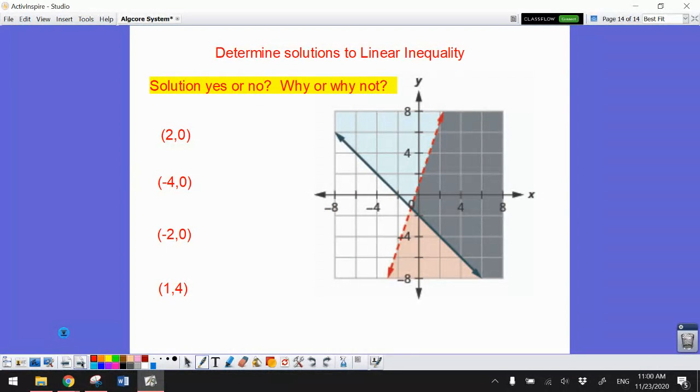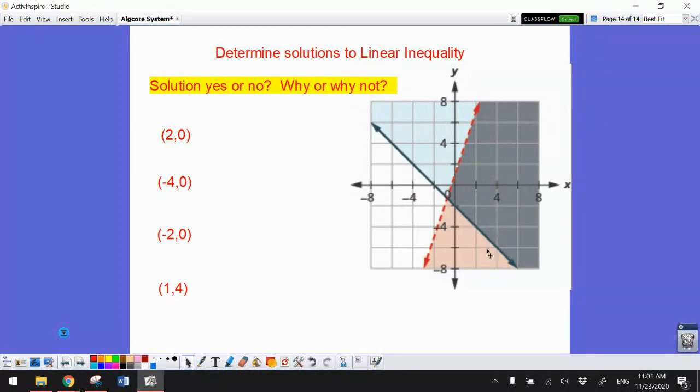Okay, so now let's determine some solutions. Let's decide what is a solution, what is not a solution, and then why or why not. So remember, there's a difference between solid lines and open lines. Let's go ahead and figure out what these points are. Where is 2, 0? Remember, the 2 is my x value, and the 0 is my y value. So if I'm talking about 2, 0, I'm talking about right there.